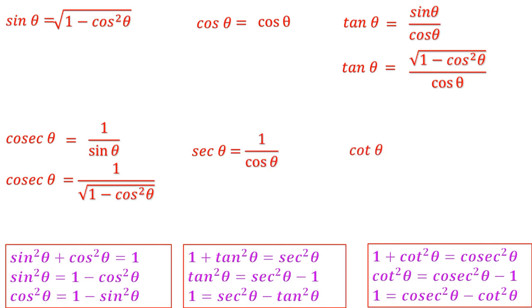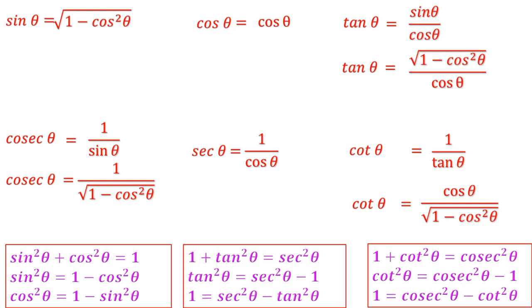And cot theta is the reciprocal of tan theta. That is, tan theta is square root of 1 minus cos square theta by cos theta. Now interchange the numerator and denominator, so we will get the reciprocal. That is, cot theta is equal to cos theta divided by square root of 1 minus cos square theta. So we have expressed all the trigonometric ratios in terms of cos theta.